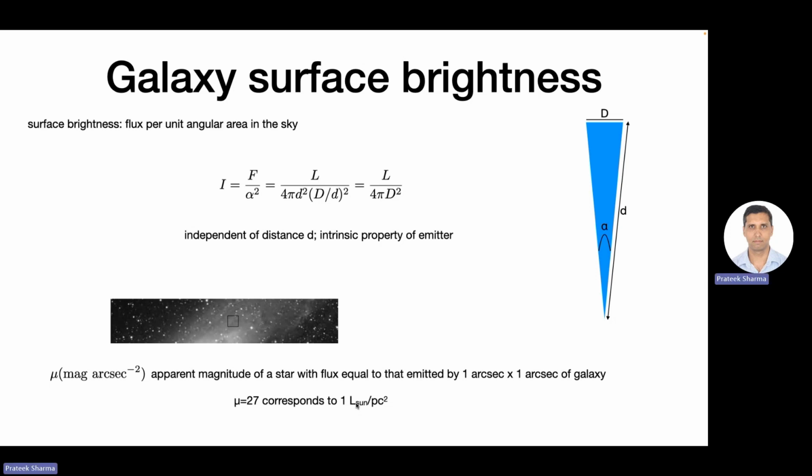For example, the centers of elliptical galaxies can have a high surface brightness of 18 magnitude per arcsecond squared. One L sun per parsec squared was 27. What I'm saying is the centers can have as high as 17 or 18. That's like 10 difference in magnitude, which would be like 4 orders in flux. So the center is 4 orders of magnitude brighter than the edges of these galaxies.